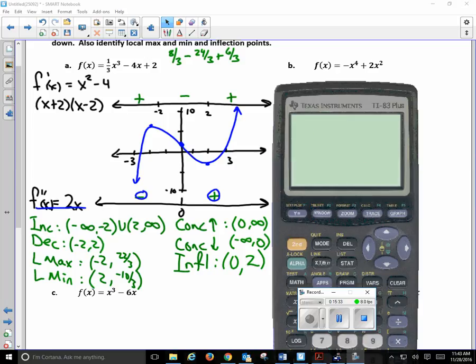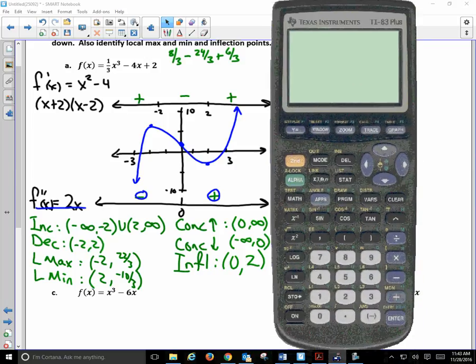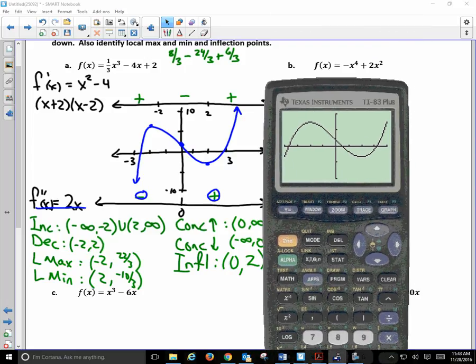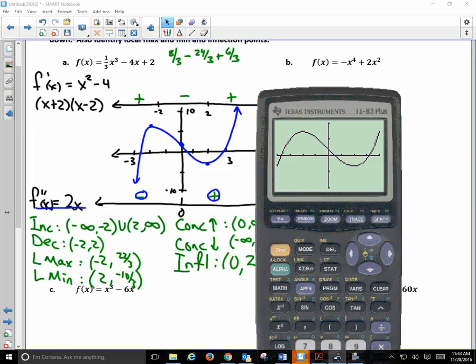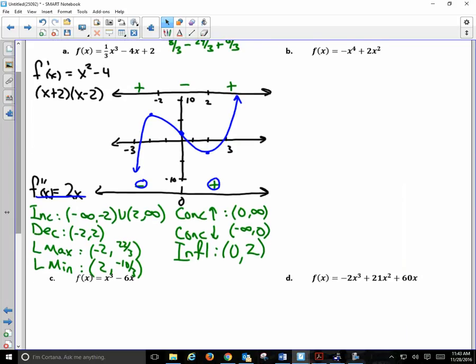If we check out this graph on the calculator, I think Newton would have been very happy with that type of graph. I mean, it's pretty exact. Note that this is the first time where we've been able to find the actual height of the local max and local min. So we're going to be able to be excellent curve sketching mathematicians. So here's what I want you to do. I want you to try B on your own. Go.